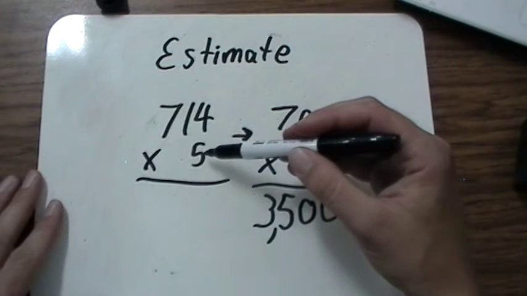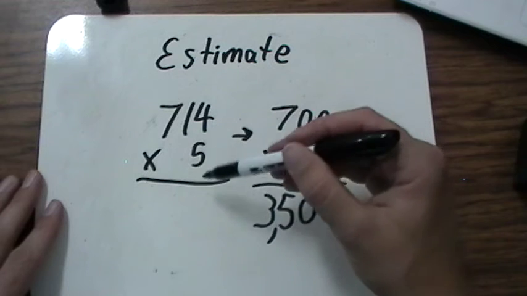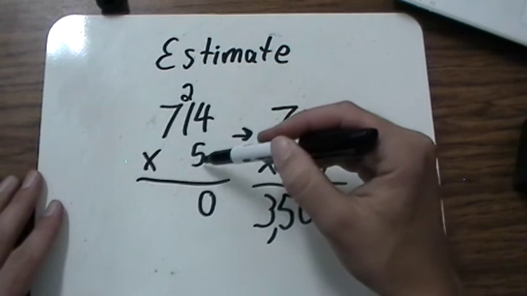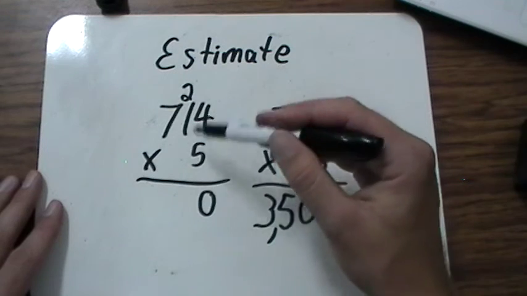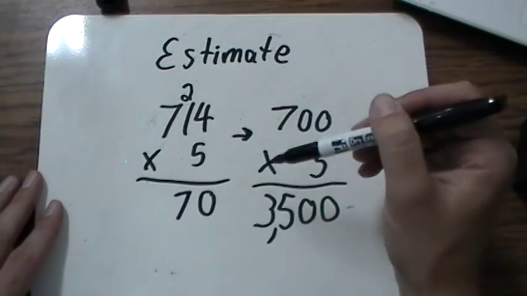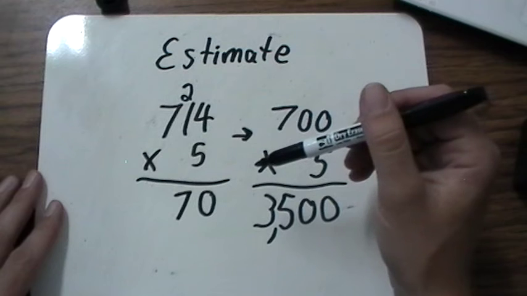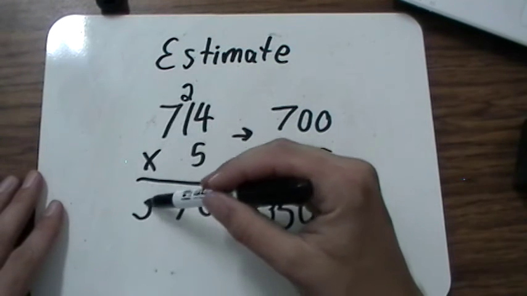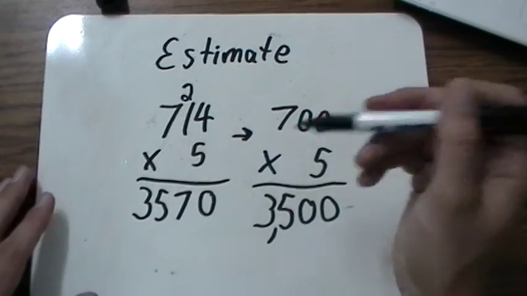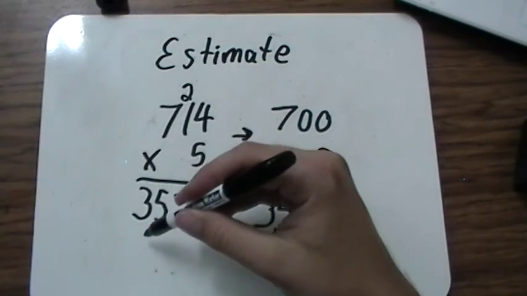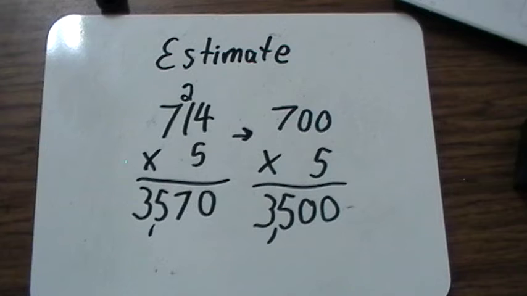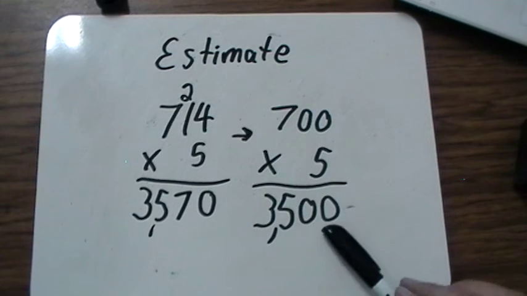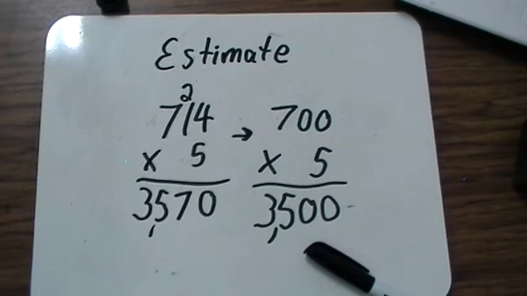So let's do the two-step method. 5 times 4 is 20. Write the 0, carry the 2. 5 times 1 is 5, plus 2 is 7. 5 times 7 is 35. So my actual answer is 3,570. And you might say, wait a minute, Mr. Ivan, that's not the same. 3,570 versus 3,500. It's not the same.